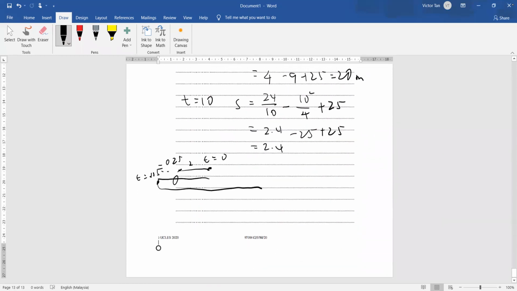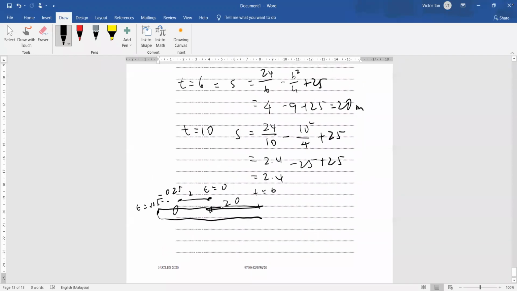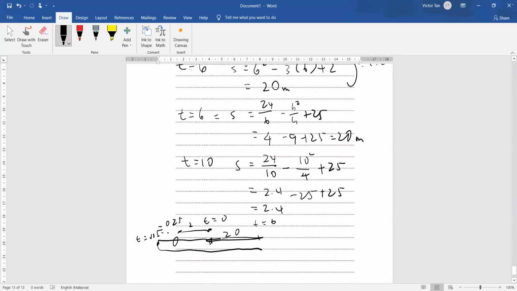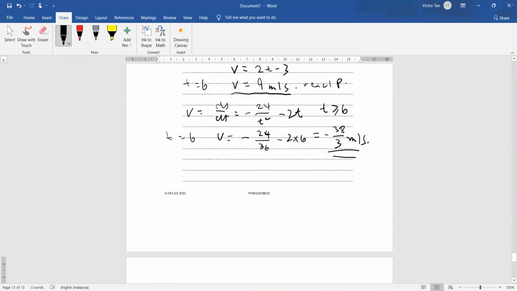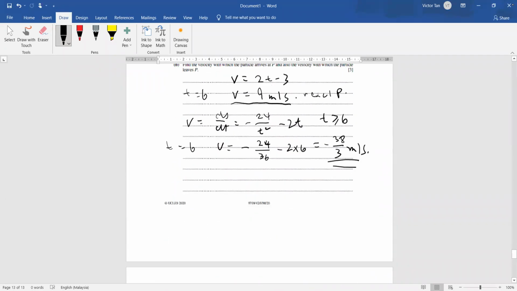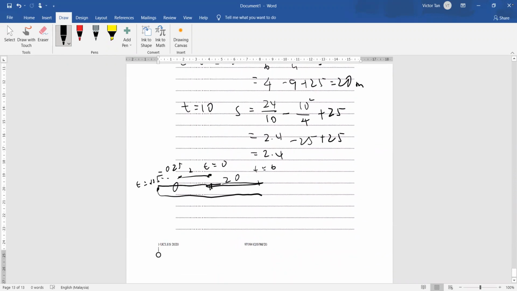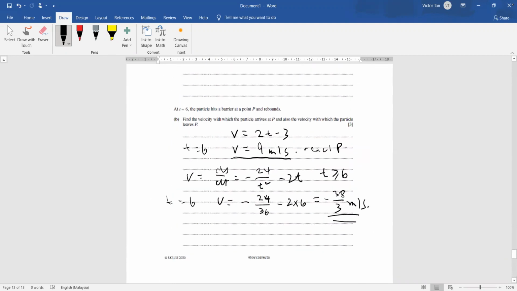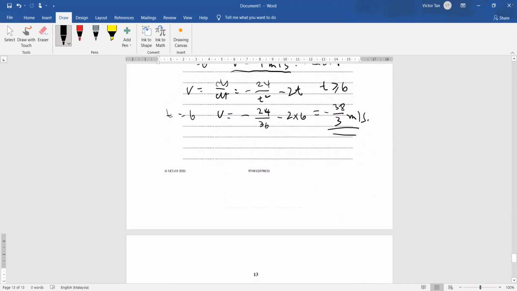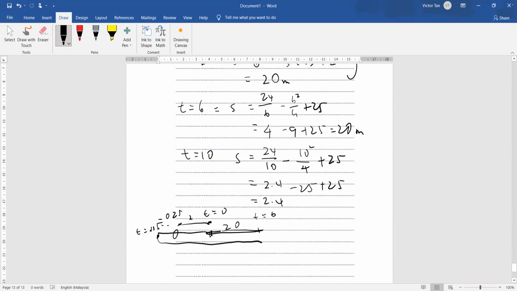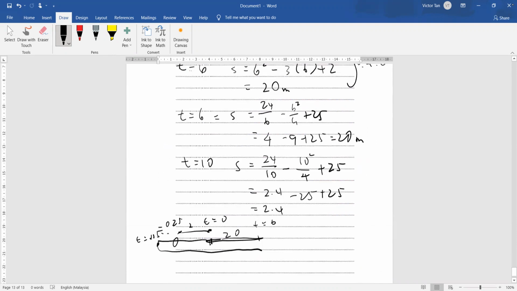To a displacement of 20 at t equals 6. This is 20. Somewhere along the way, from t equals 6 to 10, it stops. So let's find out. Minus 24 over t squared minus t over 2. Oops.